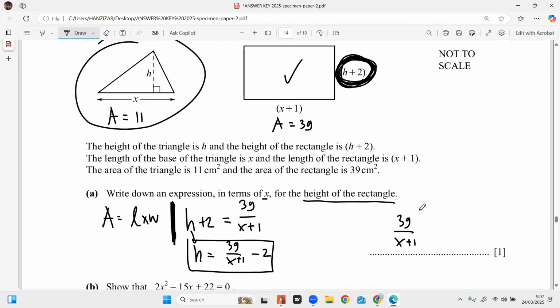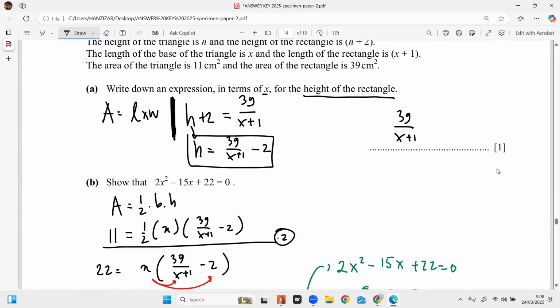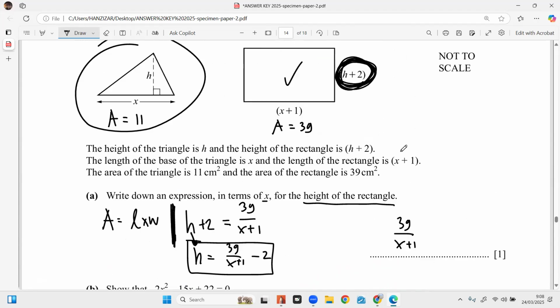39 over x plus 1 minus 2. Sorry, wrong. 39 over x plus 1 minus 2. It's given on this. I don't know the score. Again, so sorry, I cannot answer it right away, but as long as you don't find the answer, you will get some marks only, partial marks. Okay, that's right. Yeah, I think it's right. Okay, guys, continue.